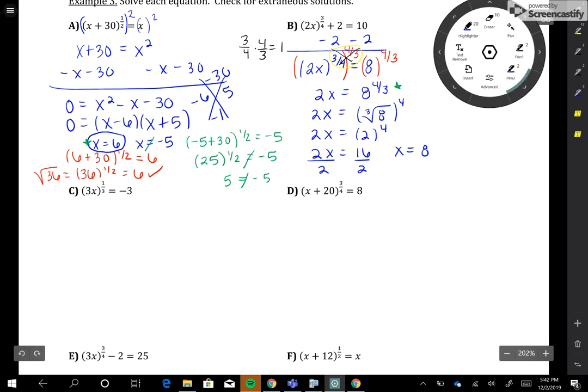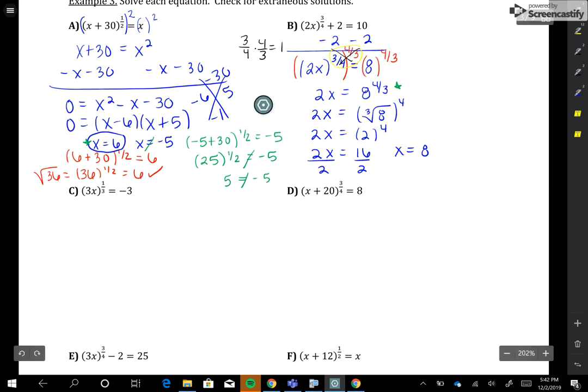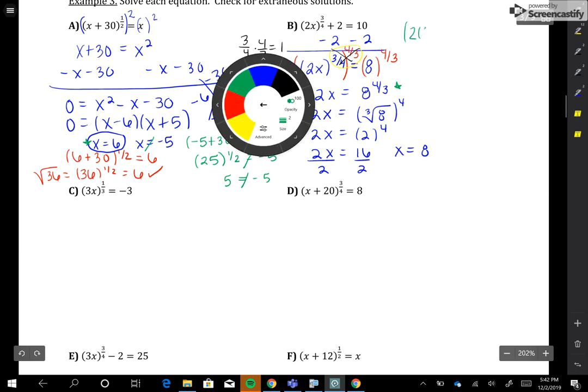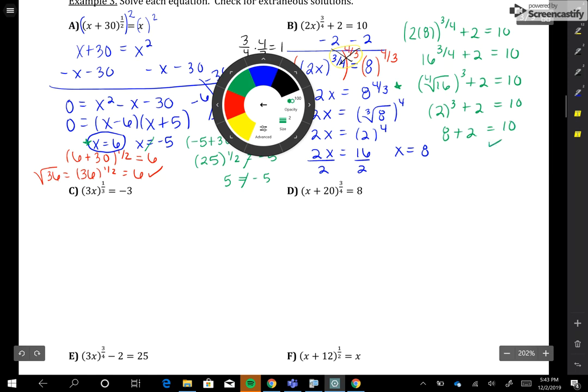Now we want to make sure that this is a true statement. So if I plug 8 in to check, that's going to be 2 times 8 to the 3/4 plus 2. Does that equal 10? All right, 2 times 8 is 16. Now that's 16 to the 3/4. So that would be the 4th root of 16 cubed. Okay, the 4th root of 16 is 2, so that's 2 cubed. And we know 2 cubed is 8, and 8 plus 2 is 10. So sure enough, that is a solution.